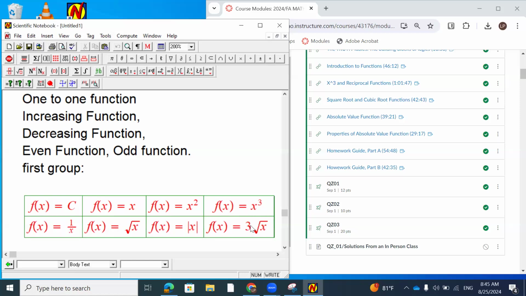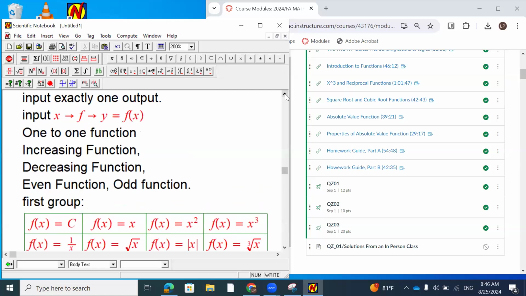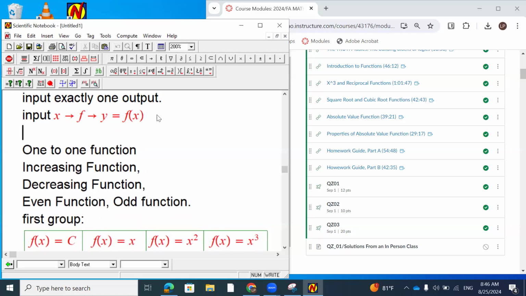So our first group are really these 8 functions. And what do we study about these 8 functions? You can see all of these are 8 different rules. For these 8 different rules, what are we interested in? Well, we understand a function is a rule for input to produce output. So what we're interested in, number 1 is a domain, and number 2 is a range.